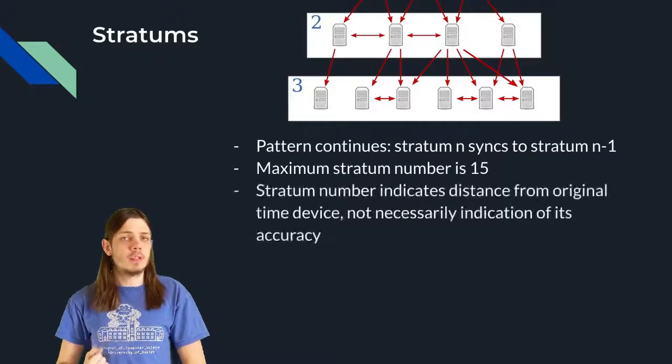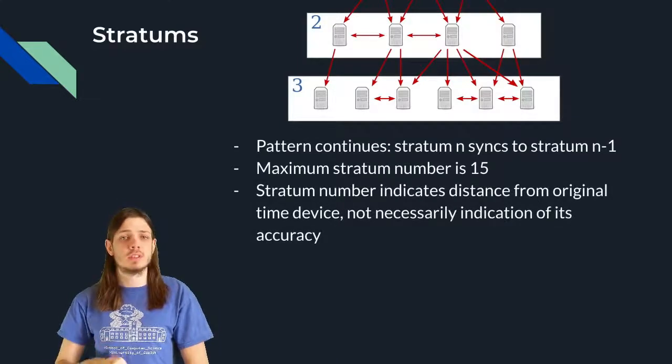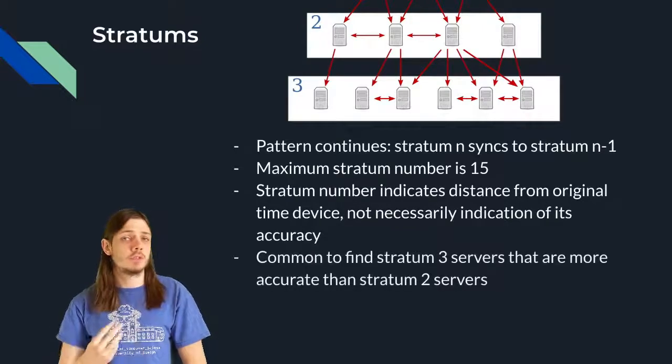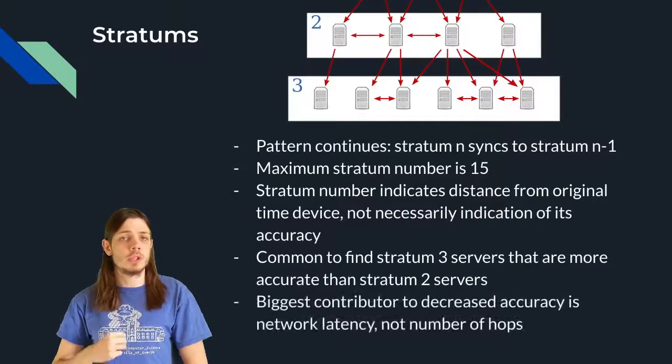Note the Stratum number indicates the server's distance from the original time source. It's not necessarily an indication of its accuracy. In fact, it's common to find a Stratum 3 server that's more accurate than a Stratum 2 server. The biggest contributor to decreased accuracy is network latency, not the number of hops.